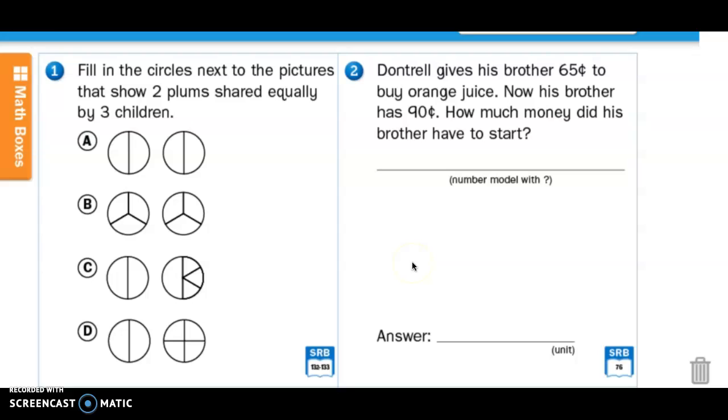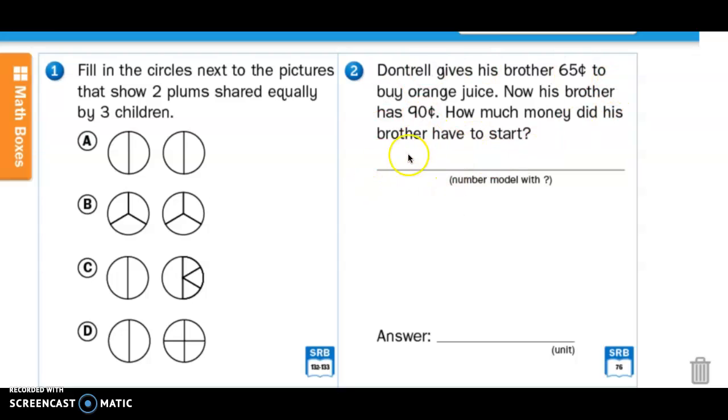All right, number 2, Dontrell gives his brother 65 cents to buy orange juice. Now his brother has 90 cents. How much money did his brother have to start? Think about it. Dontrell gave his brother 65 cents. When you give someone something, was his brother gaining 65 cents or losing 65 cents? So are we adding 65 cents to his brother's money or subtracting 65 cents? Now his brother has 90.